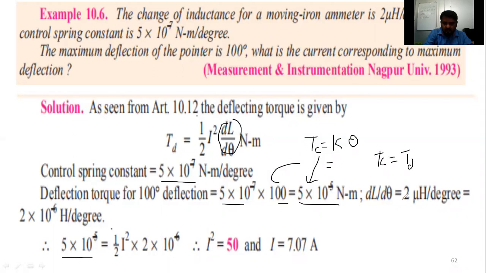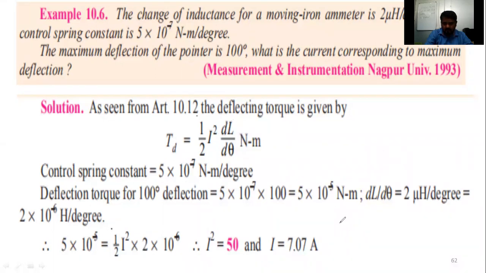This dL/dθ equals how much? 2 × 10^-6. I will write it here, 2 × 10^-6. So this 2 gets cancelled here now. And this 10 I will send to this side. You calculate I². It will become 10 to the power of +6. Is that clear?